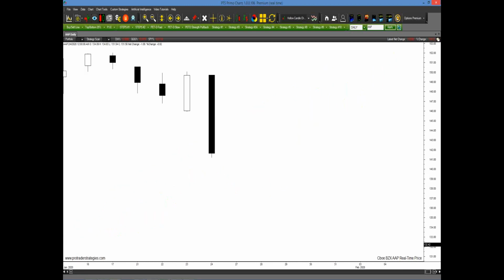All right, AAP. This was the last week in January. It's obviously in a downtrend. It's plain to see that we're going lower. Now we have a bullish engulfing pattern right here. Okay, here's a bullish engulfing pattern. But look what happened to that. We were in a downtrend, a short-term downtrend. What happened to that bullish engulfing pattern?